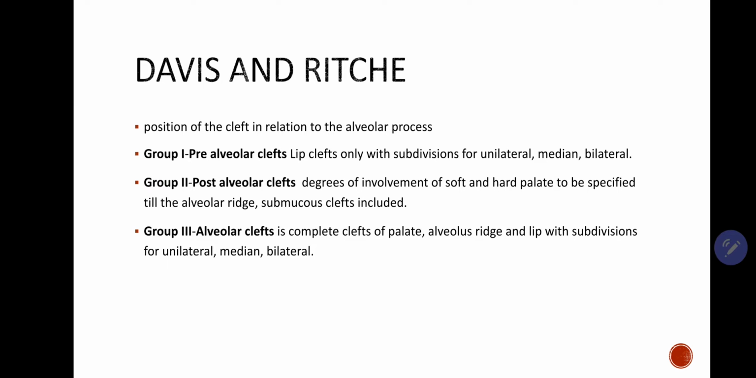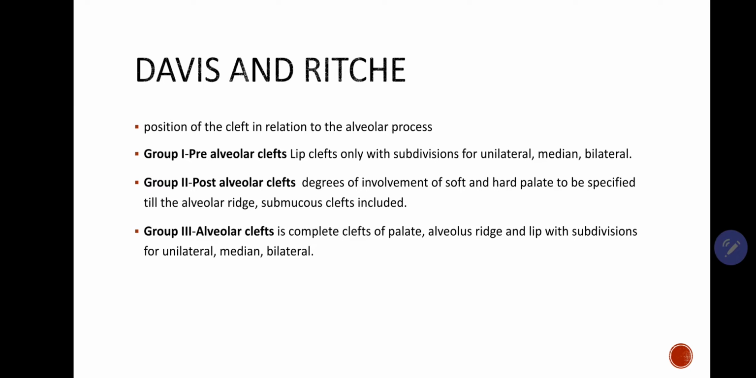So this classification includes three types of groups: group 1, group 2, and group 3. In group 1, we have the pre-alveolar clefts. In group 2 you have the post-alveolar clefts, and in group 3 we have alveolar clefts. If a cleft is present in front of the alveolar region, in front of the alveolar ridge, it is known as pre-alveolar cleft.